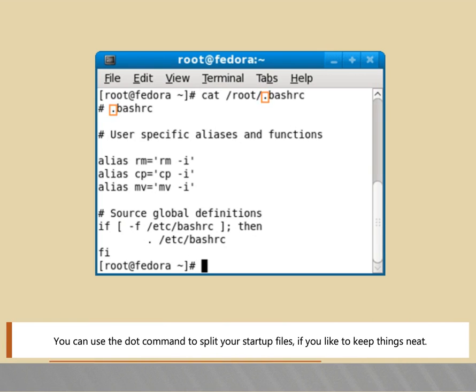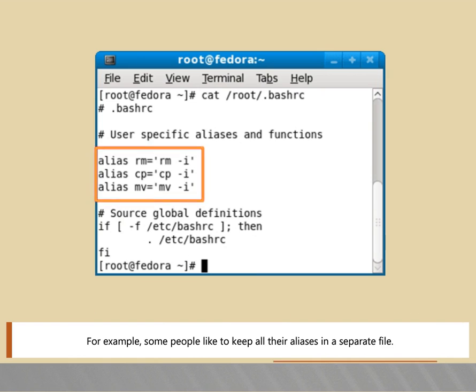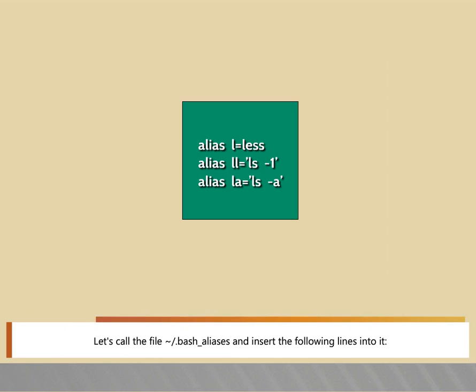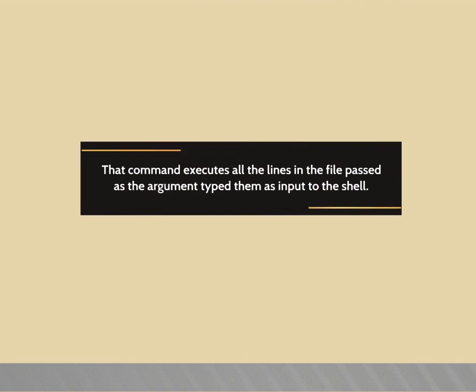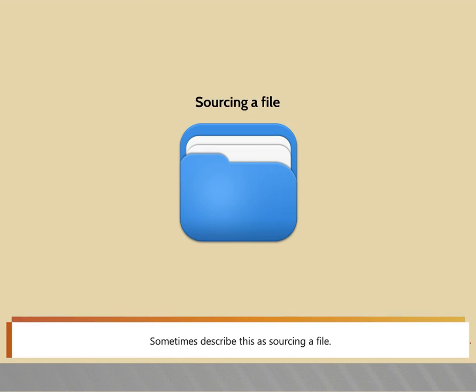You can use the dot command to split your startup files if you like to keep things neat. For example, some people like to keep all their aliases in a separate file. Let's call the file ~/.bash_aliases and insert the following lines into it. To execute those lines from ~/.bash_aliases, you can put the following in both .bashrc and .bash_profile. That command executes all the lines in the file passed as the argument, as if typed as input to the shell. Some describe this as sourcing a file.